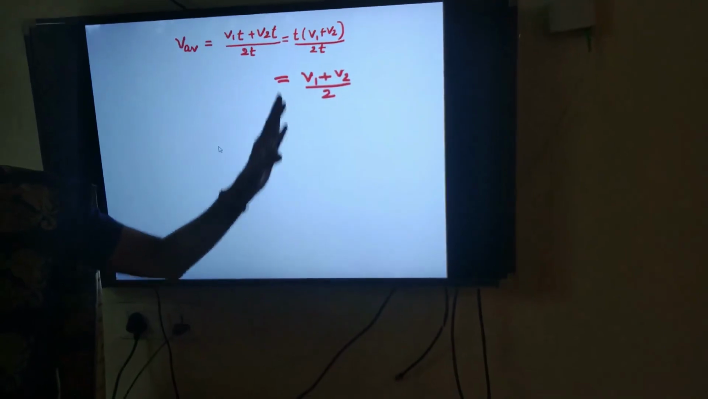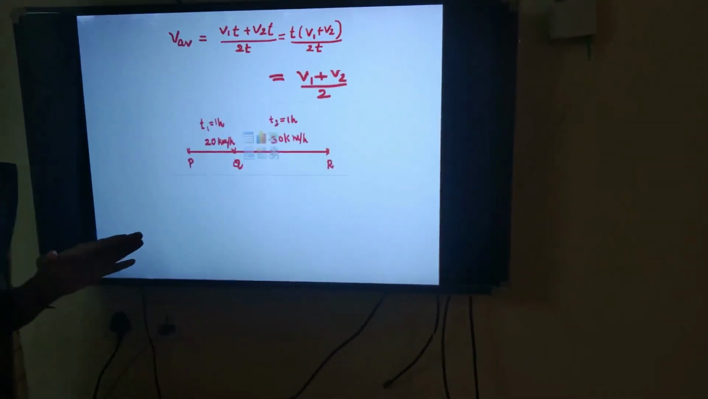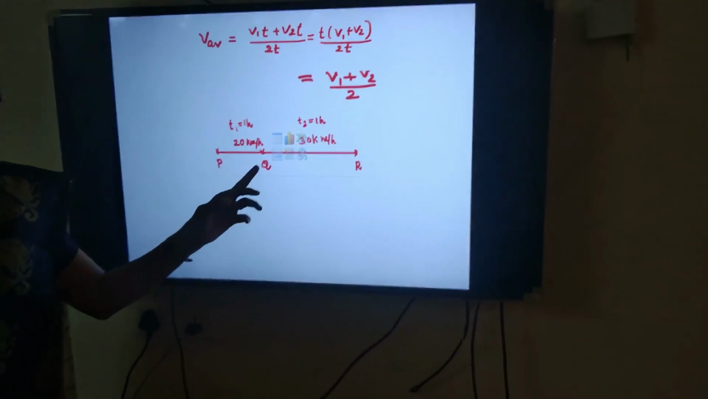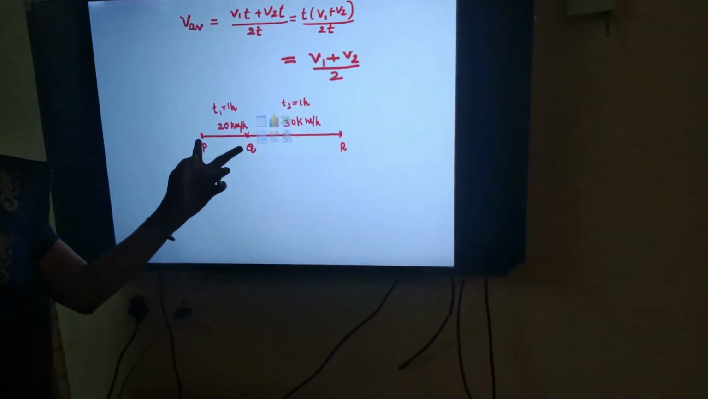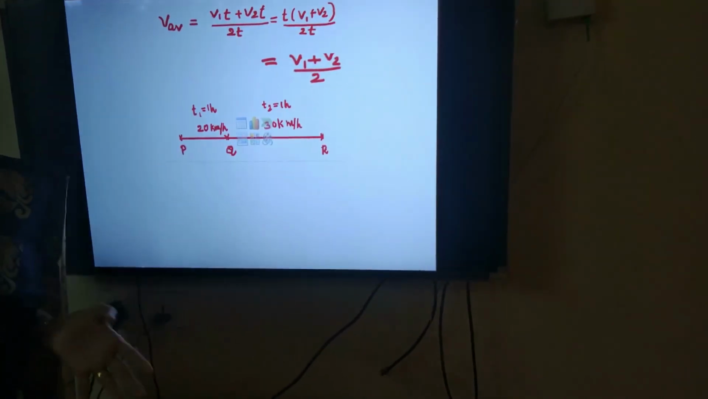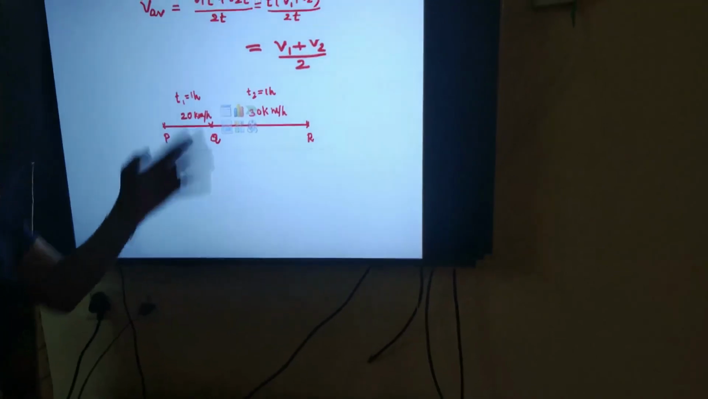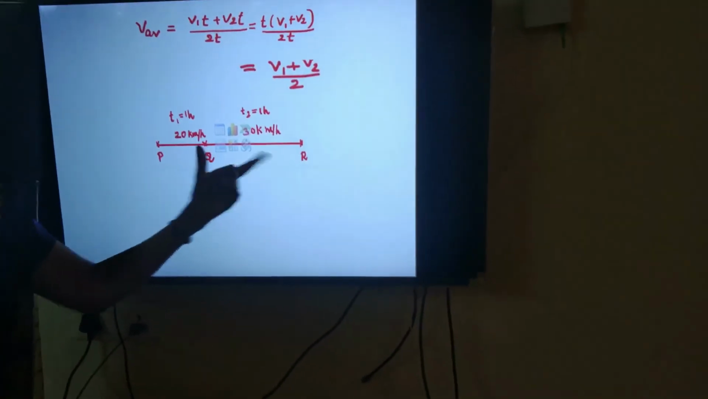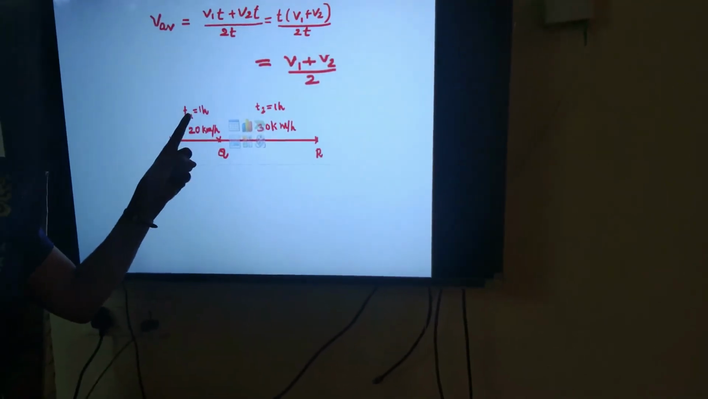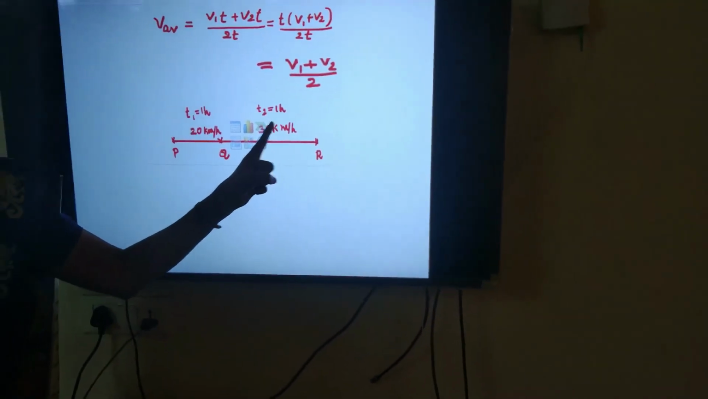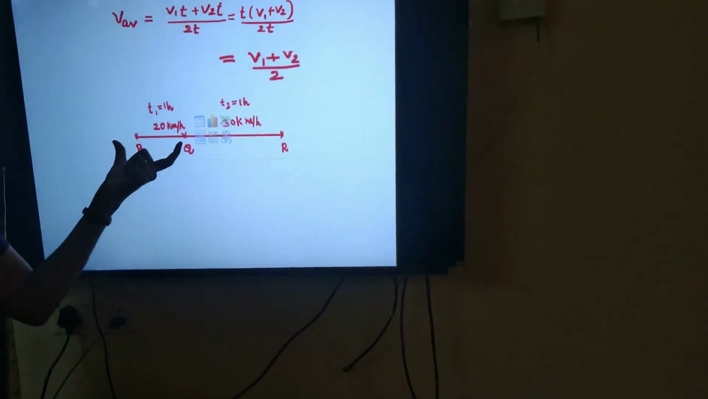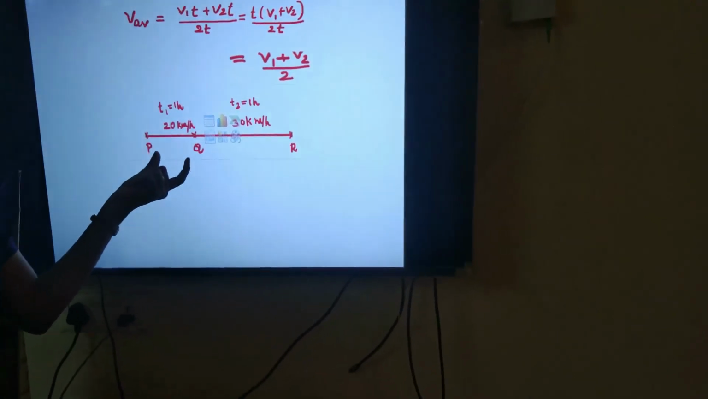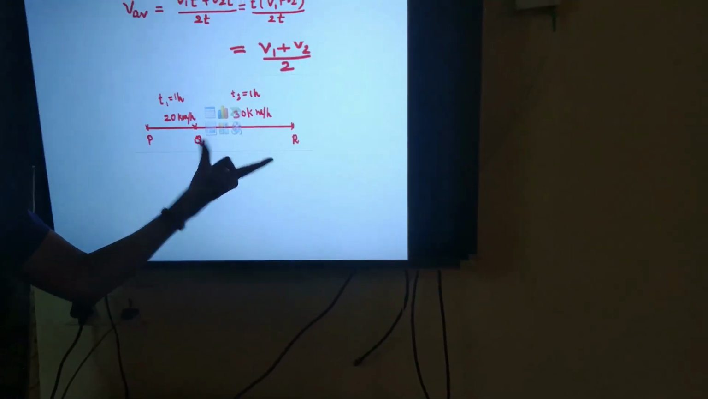Now let's see a numerical on this one. Imagine a person travels from P to Q. The distance is not mentioned here. It is not needed, you remember this. In this type of question, distances are not needed. And Q to R, covering some other distance, longer than this one. Here the time taken is 1 hour, and here also the time taken is 1 hour. Equal time intervals are there. P to Q, it travels with an average speed of 20. Q to R, it travels with an average speed of 30.